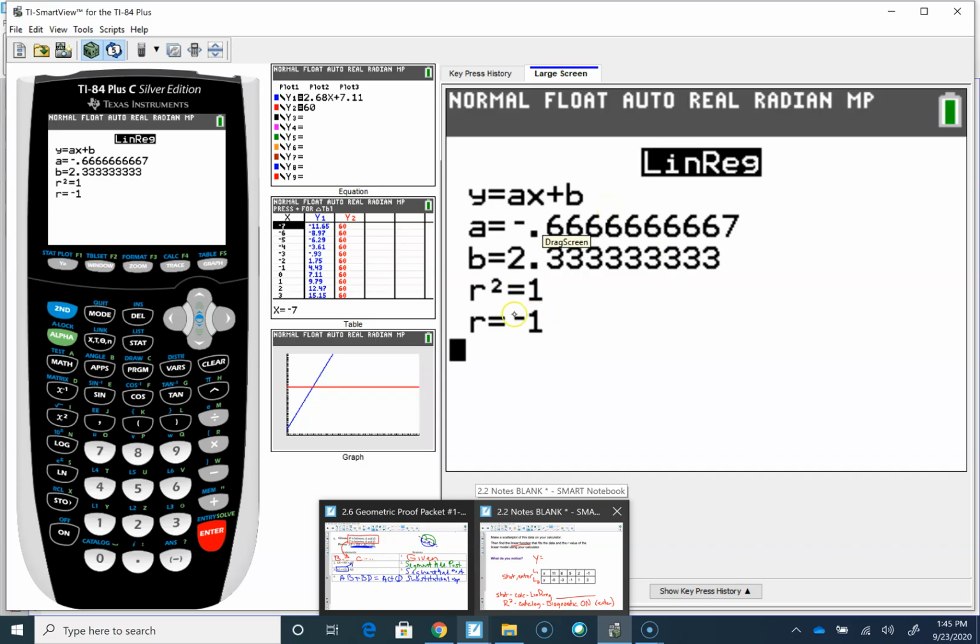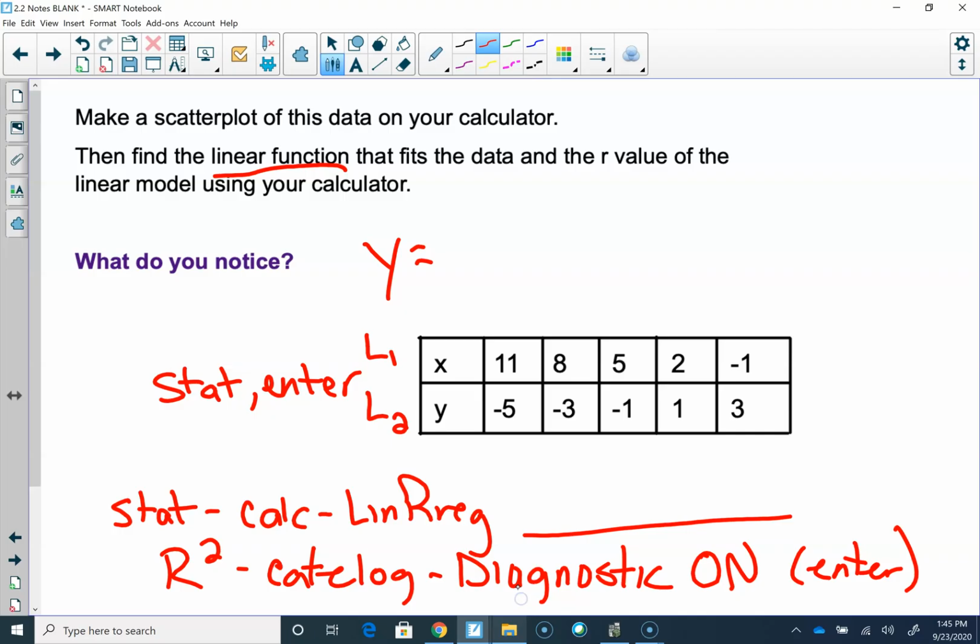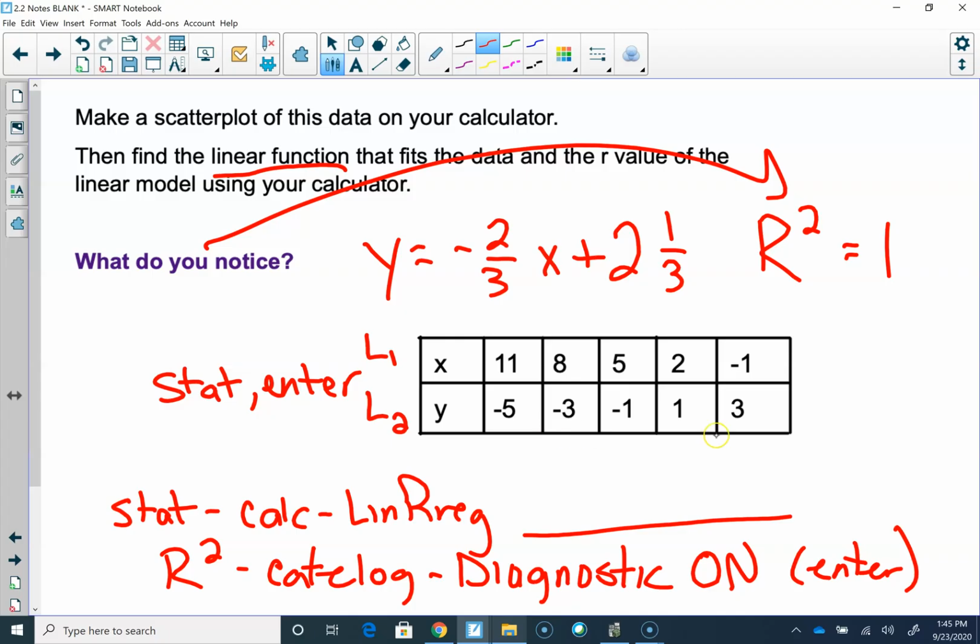And notice that the r squared is 1 on there. So I'm going to have negative 2/3 exactly, so I'm not going to round that, x plus 2 and 1/3. And my r squared value is 1. And that's what I noticed. So this is actually linear. It's a perfect line. If you were to plot those, it's going to be perfectly in line. It's going to make a line.